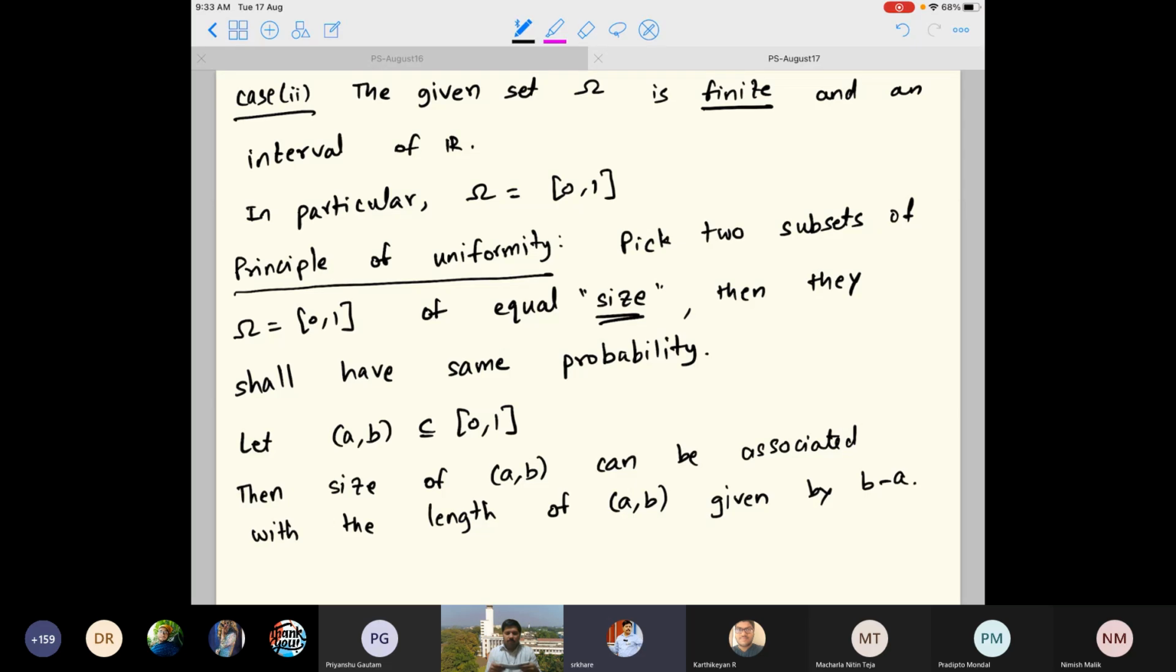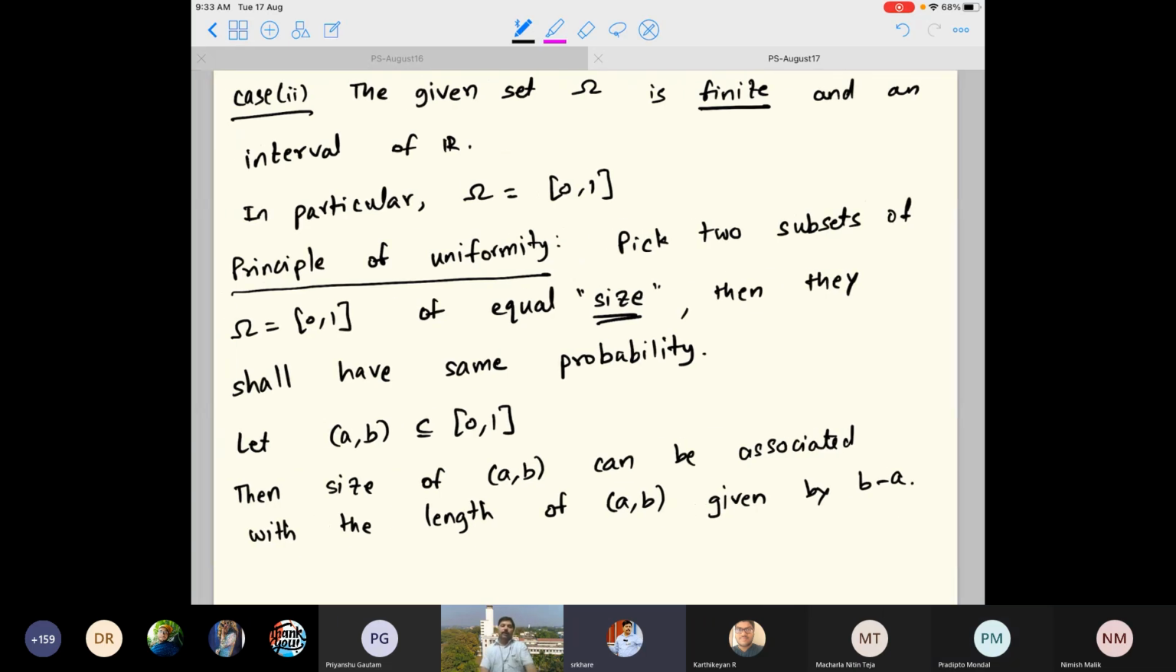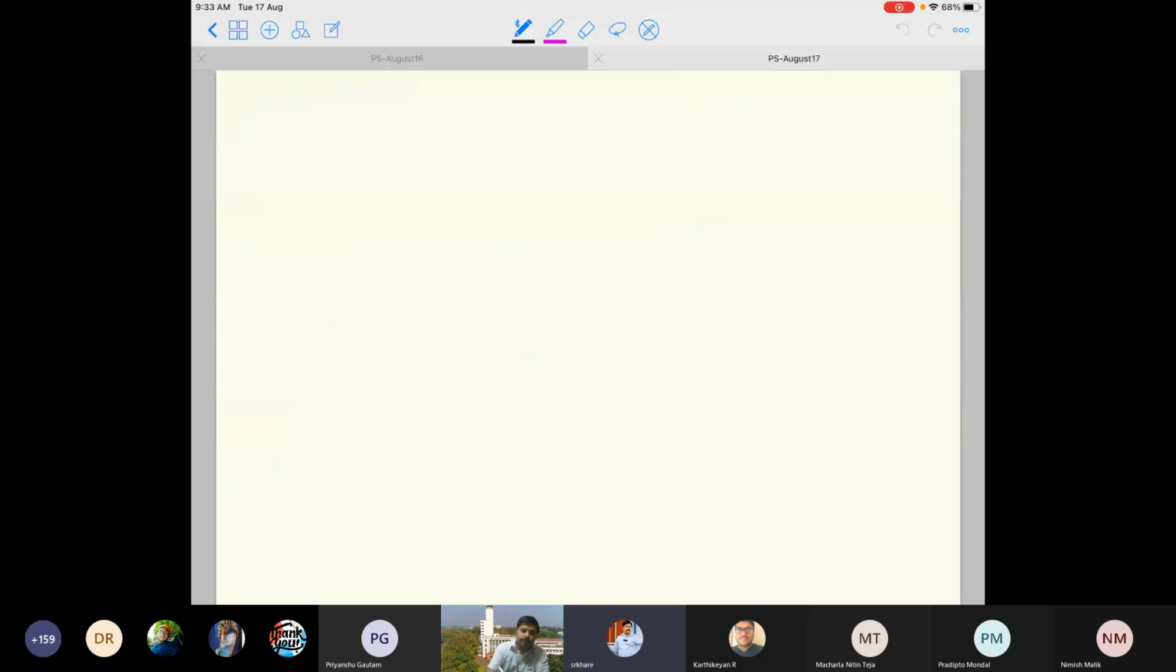So now I have to do the probability assignment. How will I do the probability assignment now? Any thoughts? Based on the length, we can do B minus A divided by 1. Correct.